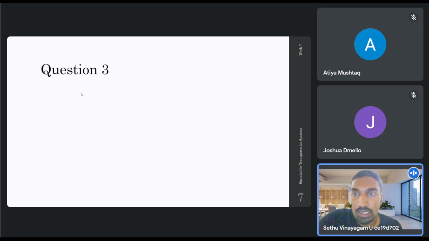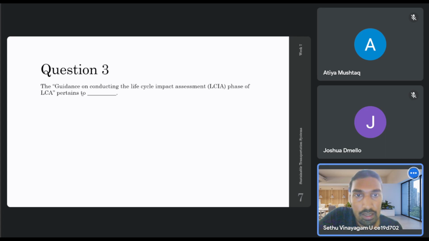Okay, question number three: the guidance on conducting the life cycle impact assessment, LCIA, phase of LCA pertains to dash. Option A is ISO 14041, option B is 14042, C is 14043, and D is 14044.